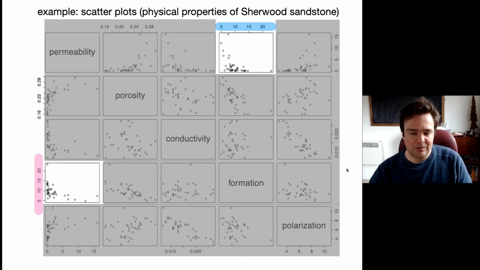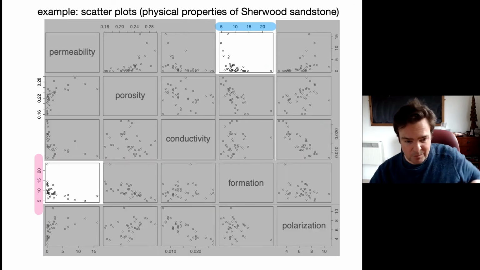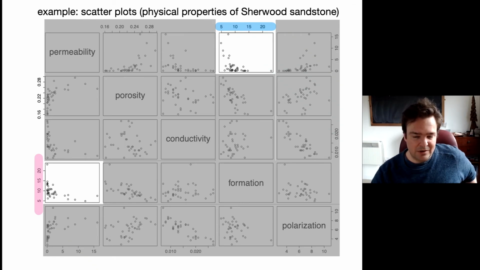There we go. So let's focus on these two plots here, which it turns out should be somehow redundant. They should actually be the same, because both of them are a comparison of formation and permeability. But the axes are different somehow. You can see this vertical axis here must be the same as this horizontal axis here. The numbers just look the same.